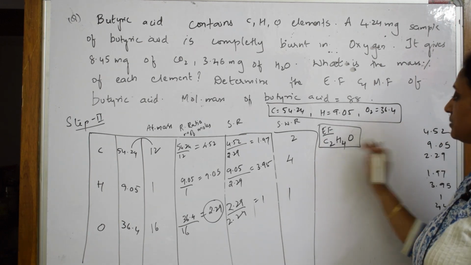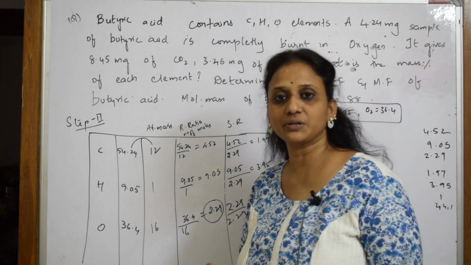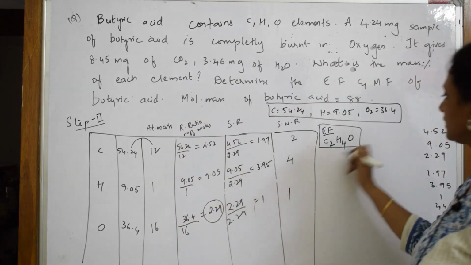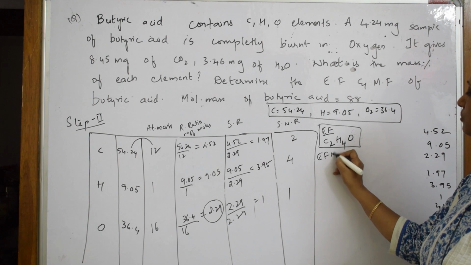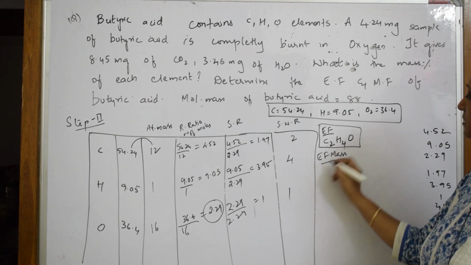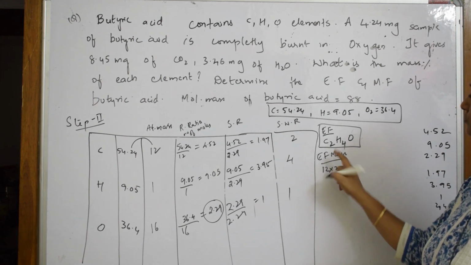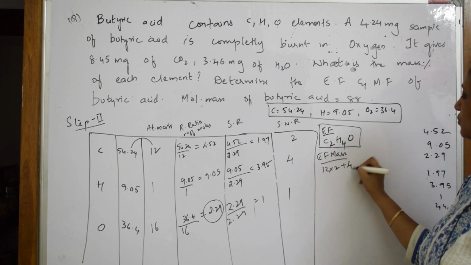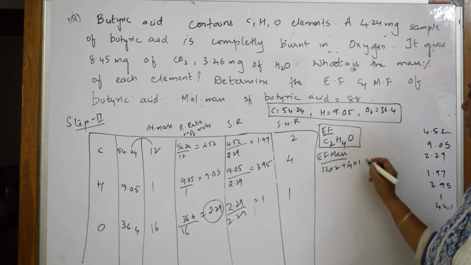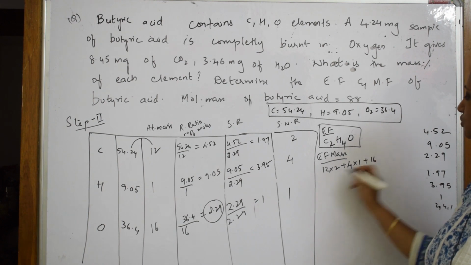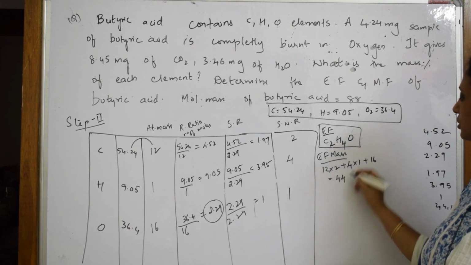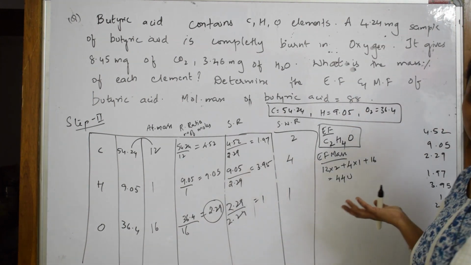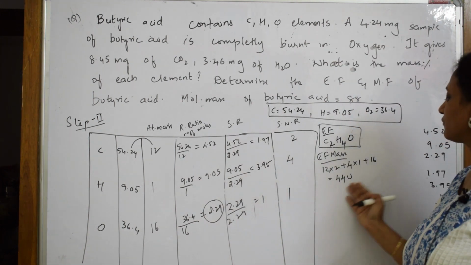As soon as you get the empirical formula, calculate the empirical formula mass and keep it ready. So how much is this? 12 into 2, plus 4 into 1, plus oxygen 16. Total 44 atomic mass units, or grams per mole rather. Done. I've got this answer.